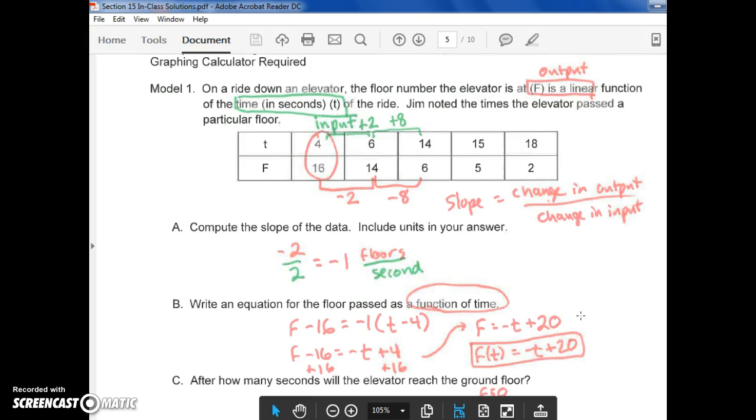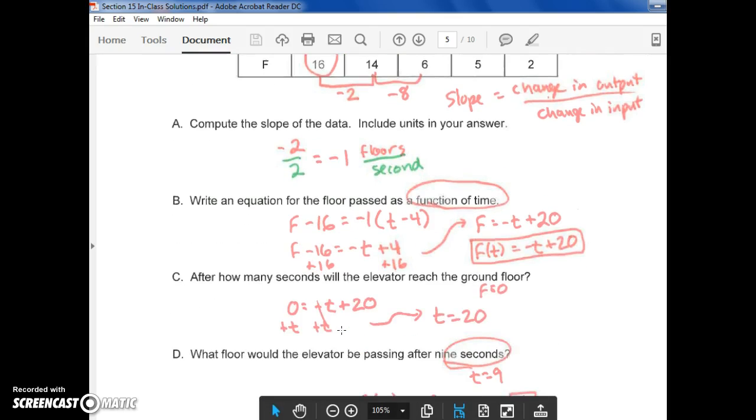There's another purpose for me doing this, and that's that I have to do some more things with the function later in part C and part D. So if I have f by itself, it makes it a whole lot easier than having to rearrange this equation every time I need to do something with it.